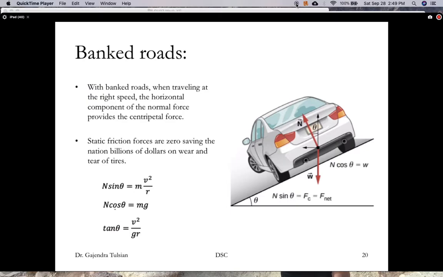So what we are saying is, for a road that's inclined at angle theta, where r is the radius of curvature, if you drive at this speed, you will not need any friction force. And the horizontal component of the normal force provides the centripetal force. So static friction forces are zero, saving the nation billions of dollars on wear and tear of tires. Okay. That's why we bank our highways.